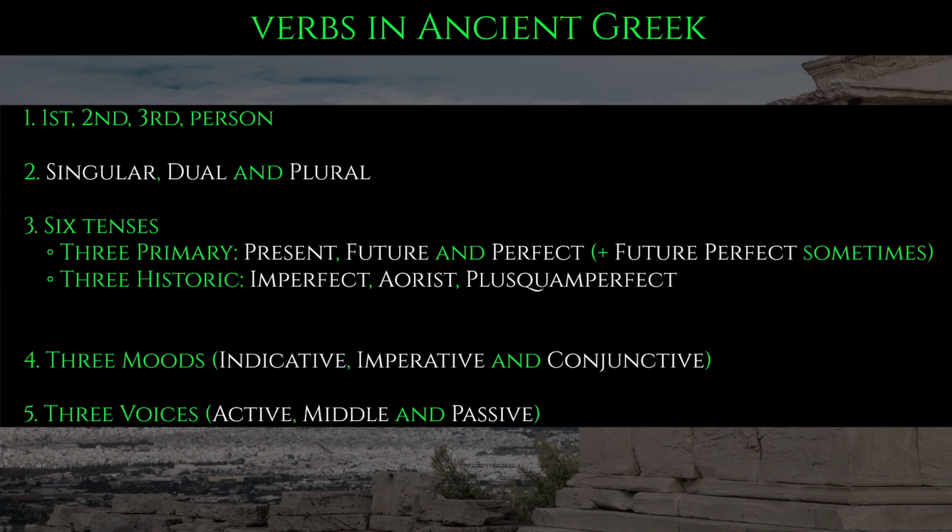And we have 6 tenses, 3 primary ones. Those are present, future, and perfect, and sometimes also not future perfect. And then we have 3 historic ones, which would be imperfect, aorist. We will go to what that is in a moment, and plusquamperfect.